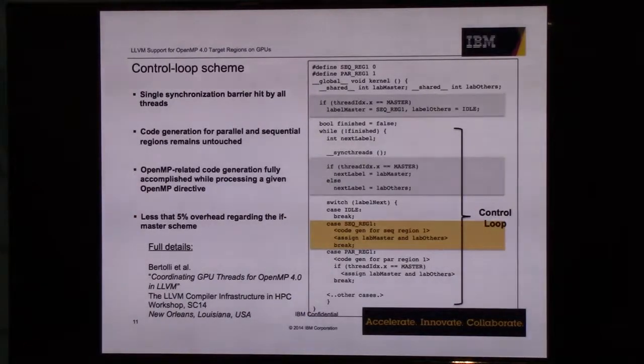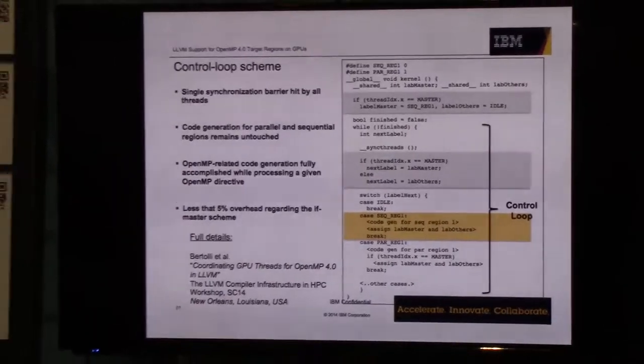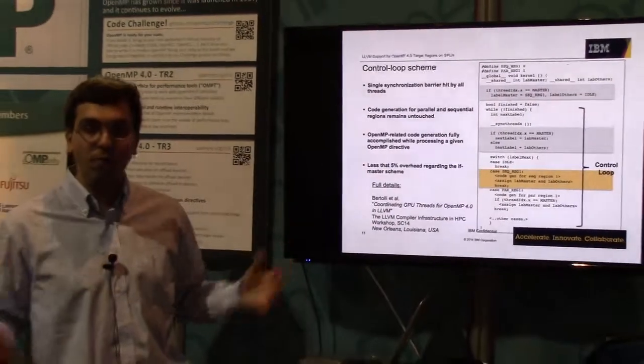By the way, so far we weren't able to find any code that cannot fit this model, and we can do that with less than 5% overhead regarding the if master scheme I was showing you before. So that's very good news. There are more details on this in a paper that we presented at the LLVM for HPC workshop last Monday. If you are interested in knowing more details and more intermediary steps in all these different approaches, you should check the paper. It has all the details for you.